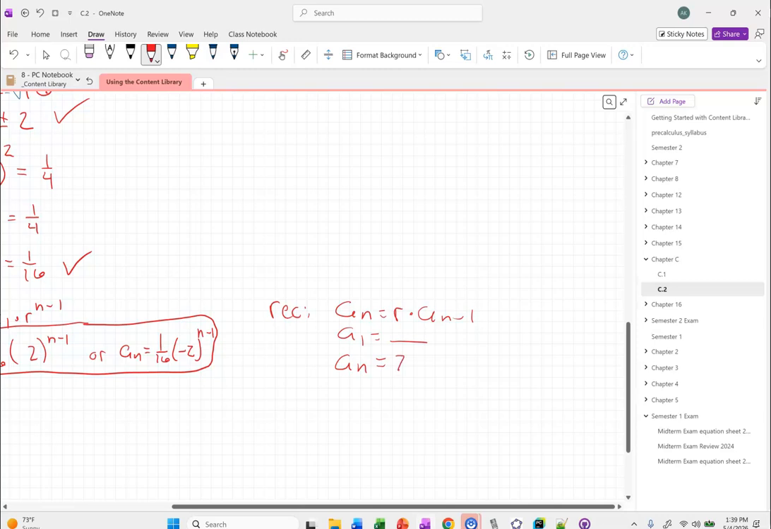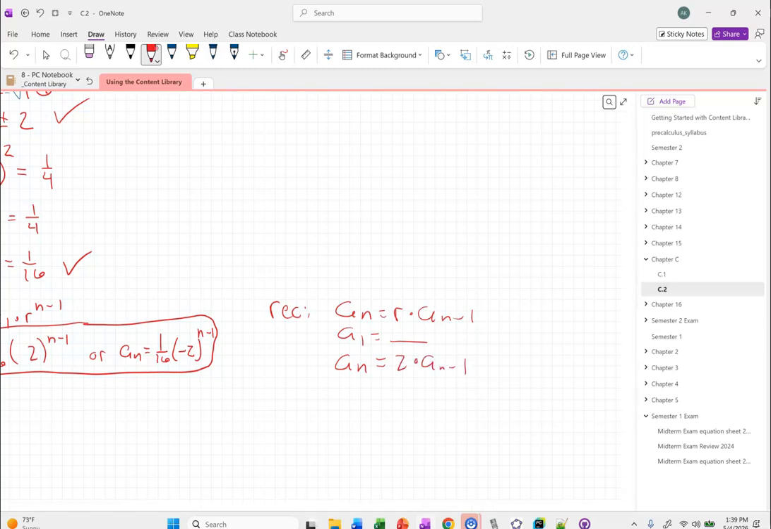So my r value was 2. Or my r value could be negative 2.